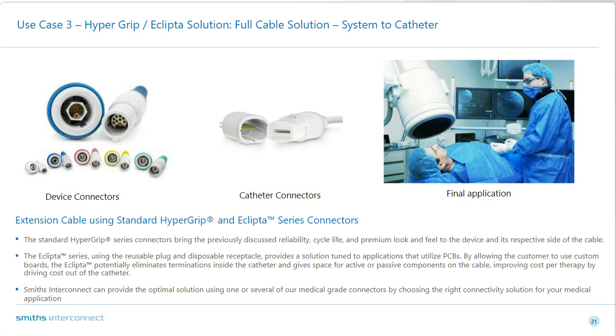The Ecliptus series, being used to the catheter, specifically using the reusable plug and disposable receptacle that we have, provides a solution tuned to applications that utilize PCBs. By allowing customers to use custom boards, the Ecliptus potentially eliminates all the terminations inside the catheter. You can just continue your PC board into the connector. And this also gives you plenty of room for active or passive components on the cable, improving cost per therapy by driving costs out of the catheter. This interconnect can provide the optimal solution, or using one or several of our medical grade connectors by choosing the right connectivity solution for your medical application.